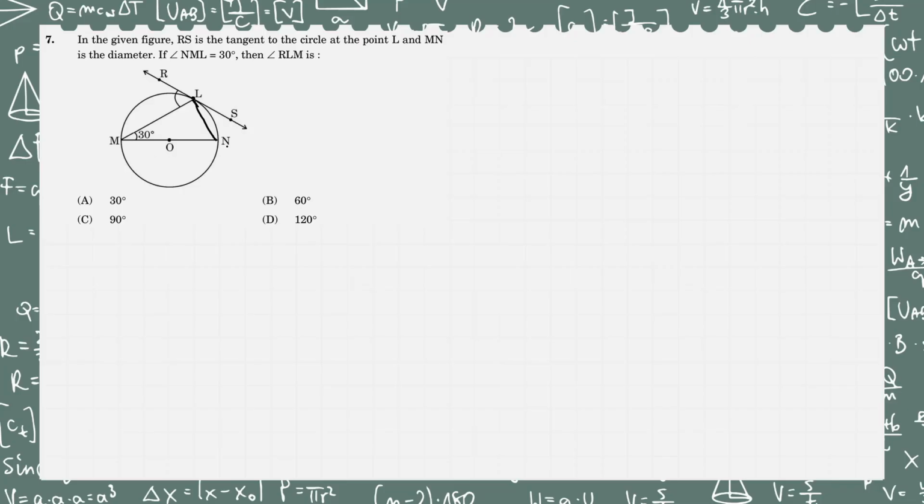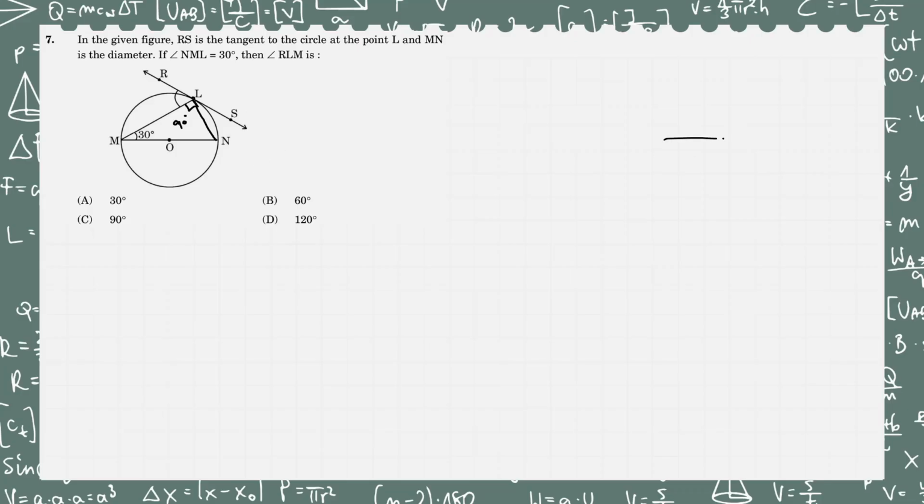See, MN is a diameter and L is a point on the circumference of the circle, right? So when we join the endpoints of the diameter to a point on the circumference of the circle, we always get an angle of 90 degrees. So angle MLN is 90 degrees. How do you know that? Because the angle in a semicircle is 90 degrees. We know that already. So this is 90 degrees.